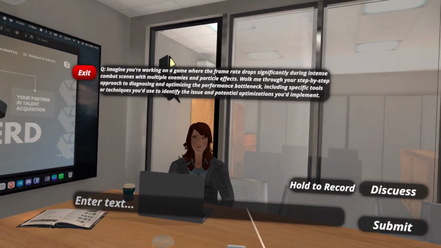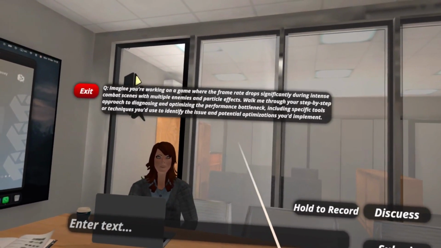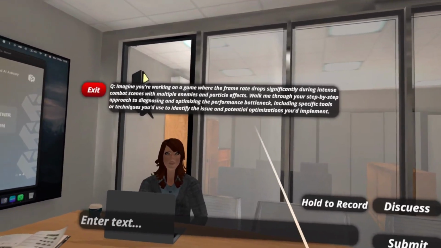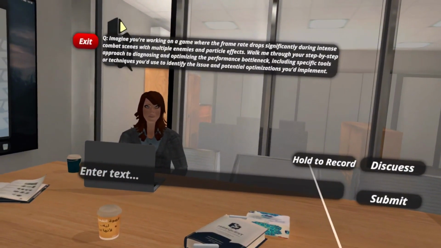Imagine you're working on a game where the frame rate drops significantly during intense combat scenes with multiple enemies and particle effects. Walk me through your step-by-step approach to diagnosing and optimizing the performance bottleneck, including specific tools or techniques you'd use to identify the issue and potential optimizations you'd implement.